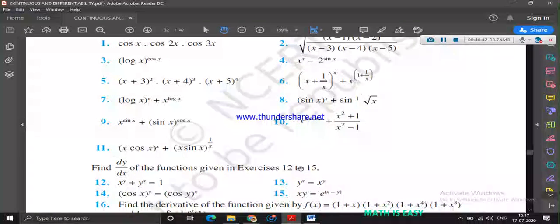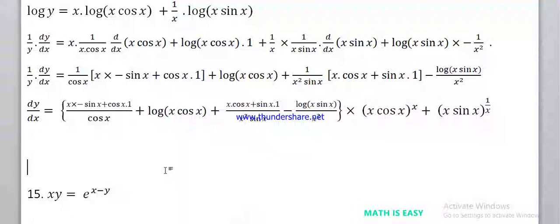Next, the 12th we already solved in the last class a little bit. 13 also we already solved the same way. 14 you can solve. 15 is xy into, so yeah, I'll just simplify and show you.